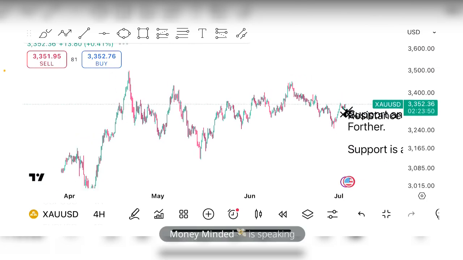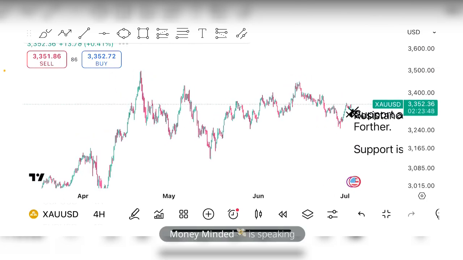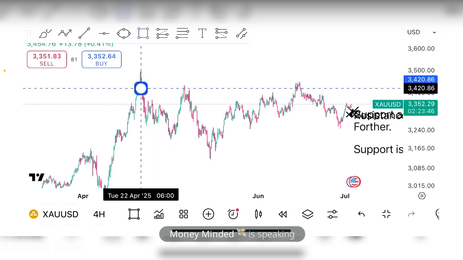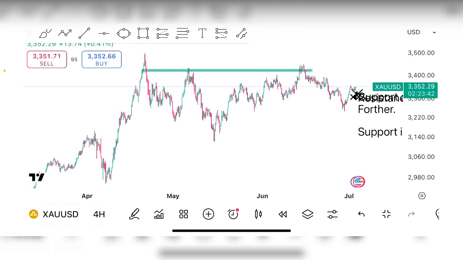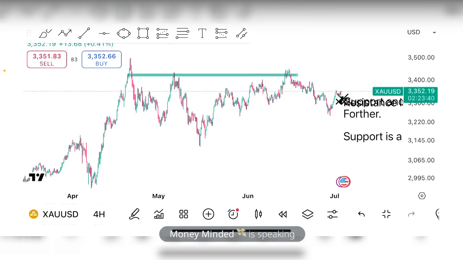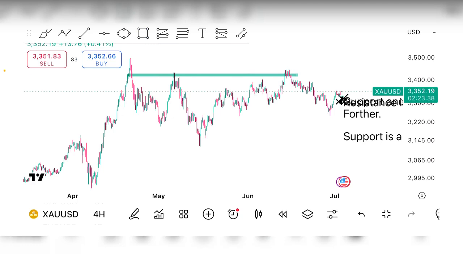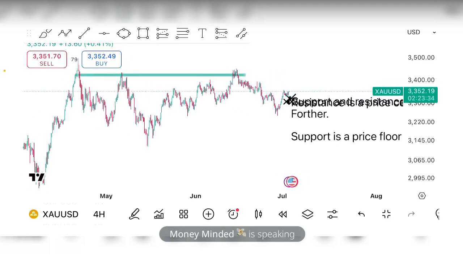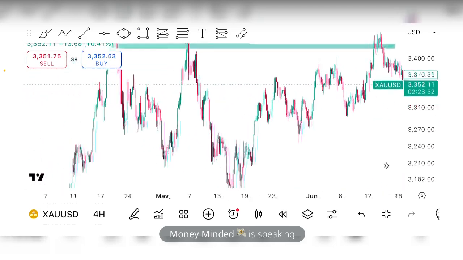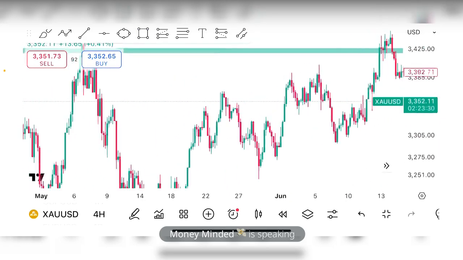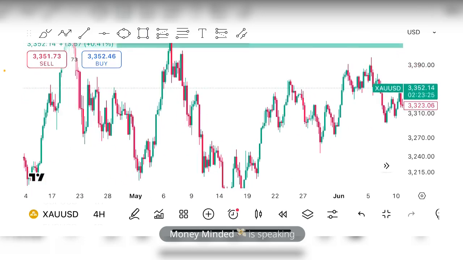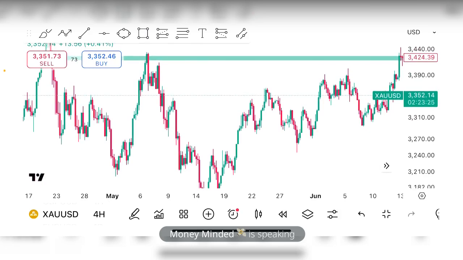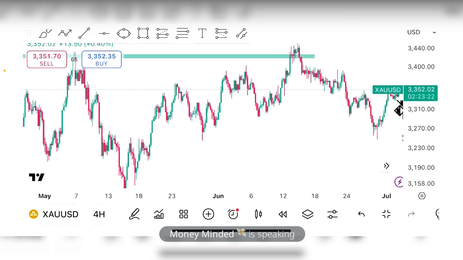So if we put this entire region like this now, this entire area is actually known as a resistance area. You get, this is a resistance area. There are different ways of using support and resistance, though you cannot learn everything in one go. You have to keep practicing it in order to master them. That entire area is a resistance area. Whenever price gets to that area, price always falls back down.